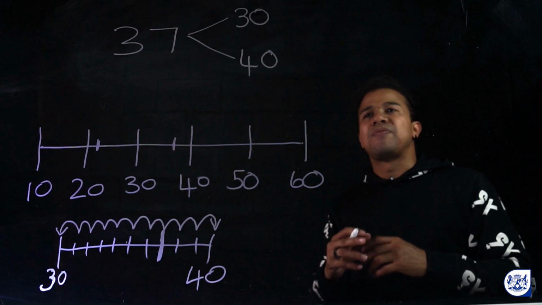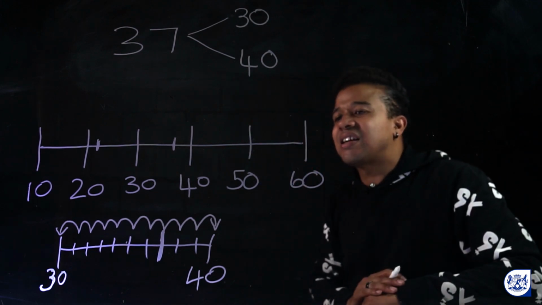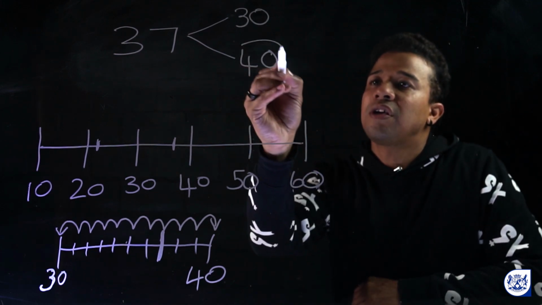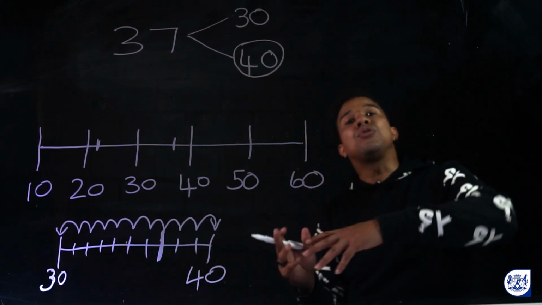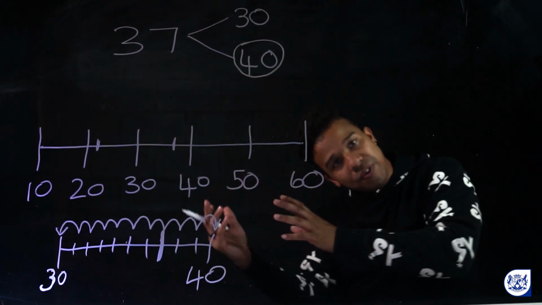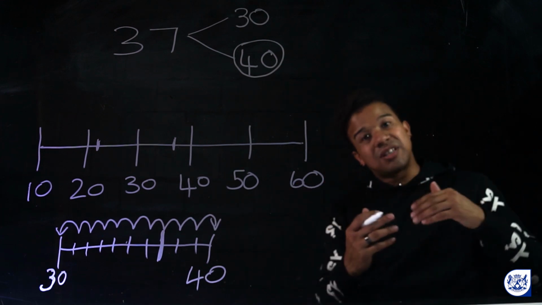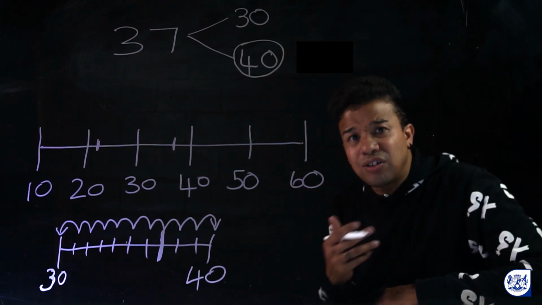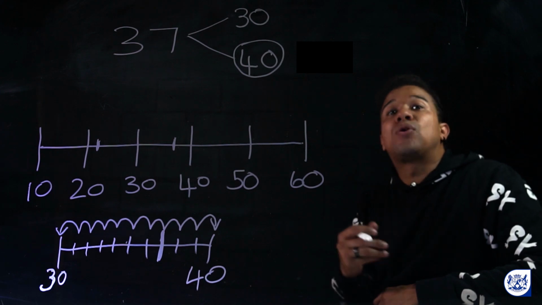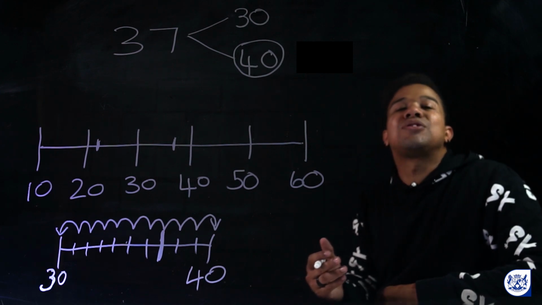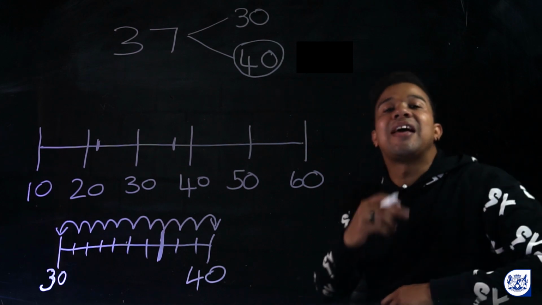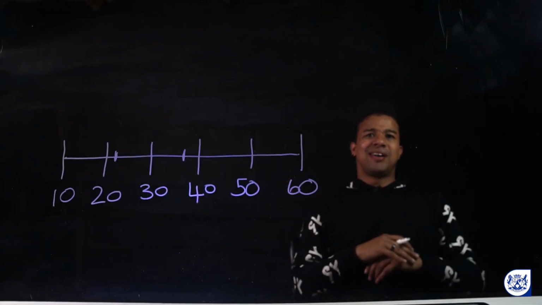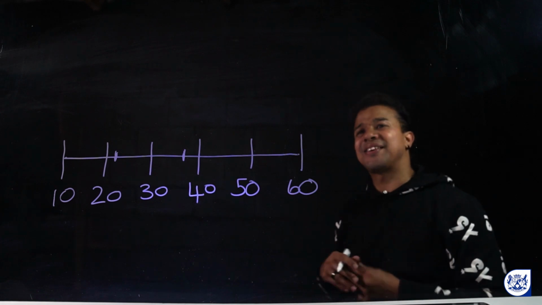So clearly the number 37 lays closest to 40 and further away from 30. Therefore we're going to round up because we're moving further up and closer towards the number that's higher. And our answer to this question is 40 because the number 37 lays closest to 40, which is the closest multiple of 10.